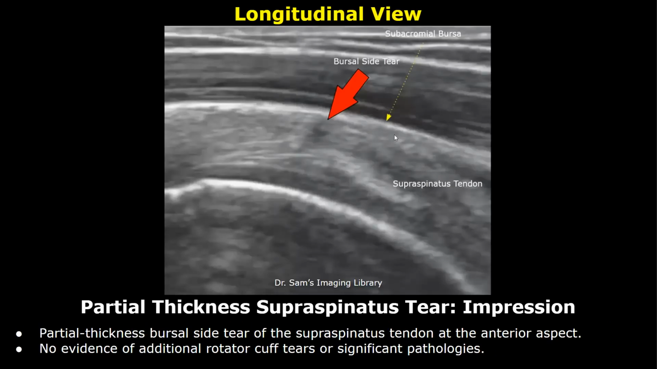This is the impression, partial thickness bursal side tear of the supraspinatus tendon at the anterior aspect. No evidence of additional rotator cuff tears or significant pathologies.